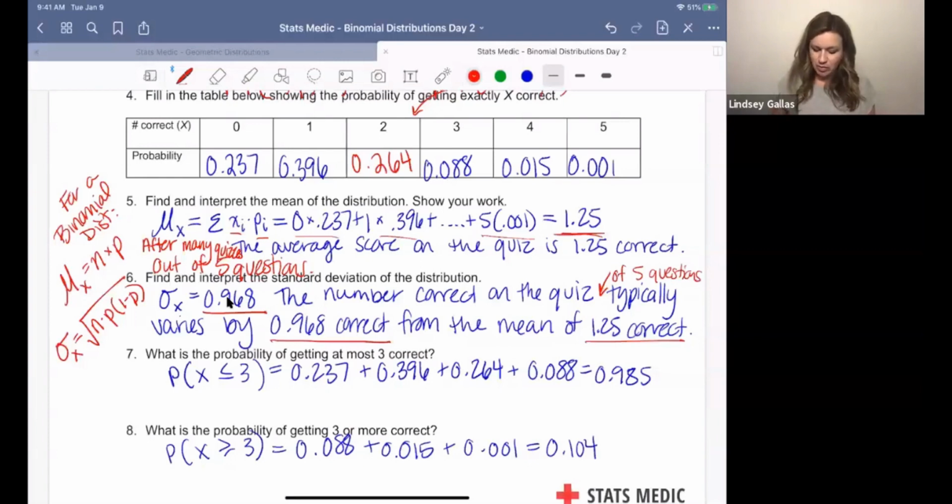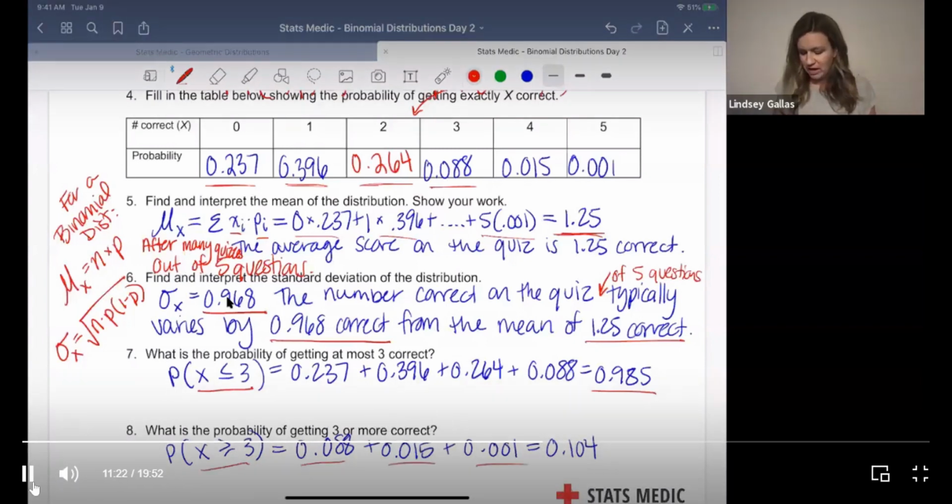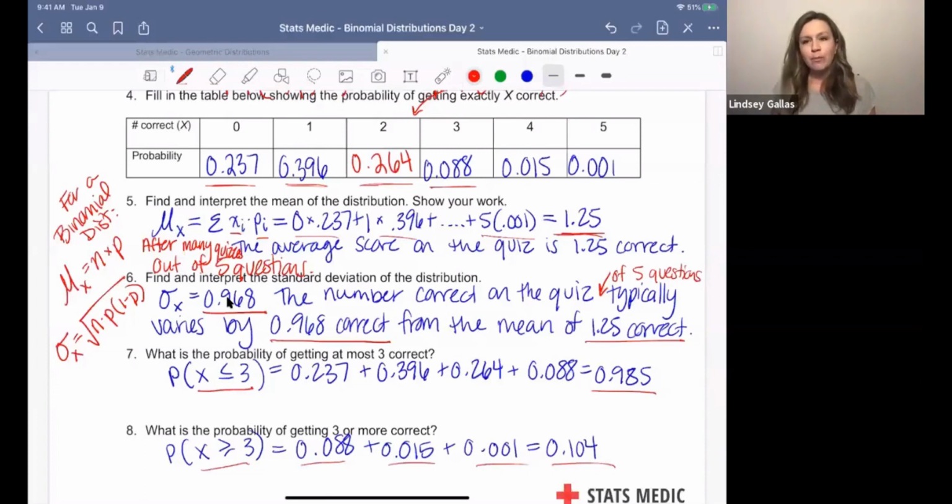All right, great. So let's look at 7 and 8. In number 7, we're asked the probability of at most 3. At most 3 means it can be at most 3, so 3 or below. So I've written here x is less than or equal to 3. And then I just went up to my table and I found all of those values, and I added them all up. And I got 0.985. And then the last question, number 8, probability of getting 3 or more. So the probability that x is greater than or equal to 3. Again, I just found the values from my table, added them all up, and got 0.104.